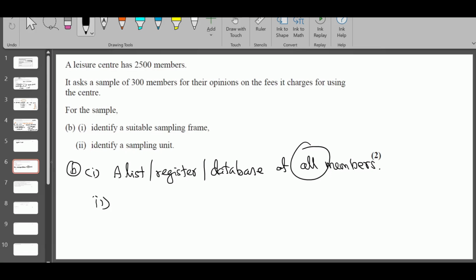What is a sampling unit? So an individual member, in this case a member, is a sampling unit. That's all.